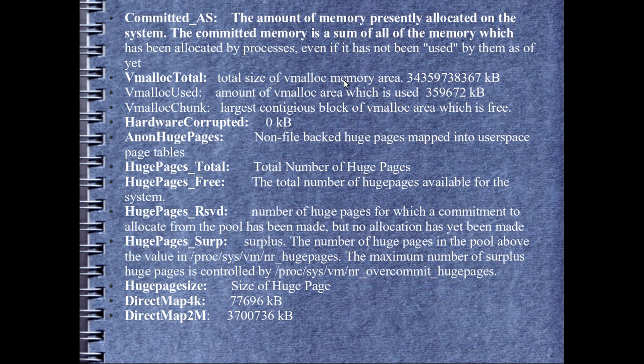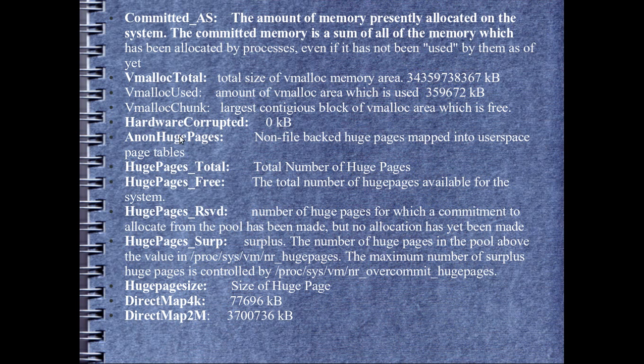VmallocTotal, the total size of the vmalloc memory area. VmallocUsed, the amount of vmalloc that is used. VmallocChunk, the largest contiguous block of the vmalloc area which is free and can be used. HardwareCorrupted: if no hardware is corrupted, it will display 0.